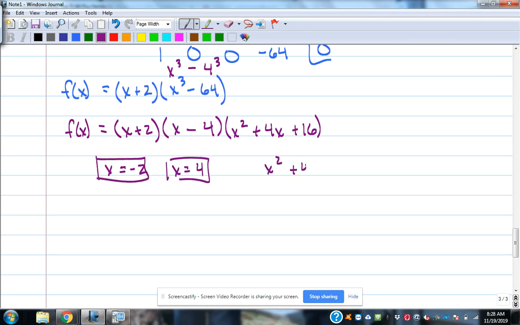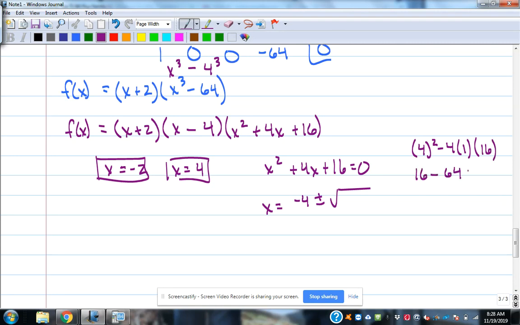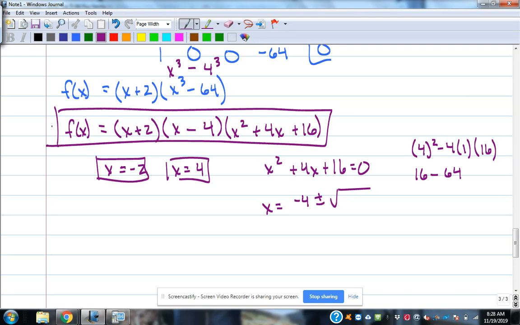And then when we said x squared plus 4x plus 16 equals 0, we've got to do the quadratic formula. That'd be 4 squared minus 4 times 1 times 16. So that'd be 16 minus 64. So this is the factored form. That long factor does not go any further. Now they're finding zeros. 16 minus 64 would be negative 48. So we're going to have some complex solutions on this one.